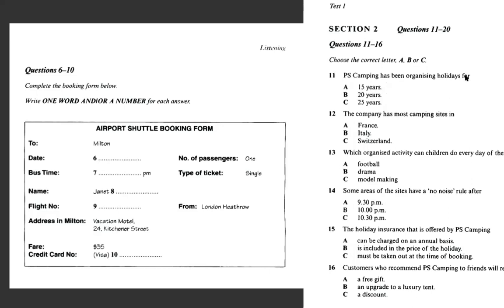They'll tell you has been organizing holidays for 15 years. And then they'll say, no, wait, I was wrong. I think they've been organizing holidays for 25 years. No, wait. I think it's been 20 years. Yeah, I'm sure it's 20 years. So they'll keep changing their answer. So always write it in your question paper, then scratch the wrong answer, and patiently listen to the right answer. This is a common strategy employed with listening.